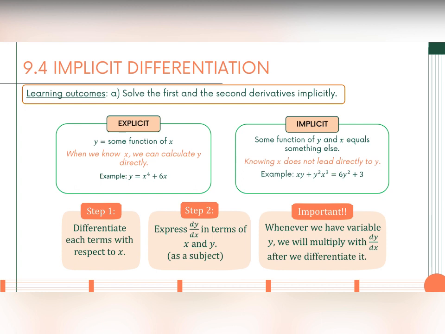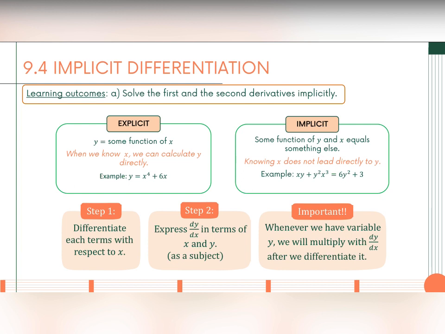Okay. So, macam mana kita nak differentiate implicit ini? Okay, so the steps is, first, differentiate each terms with respect to x. Okay, sebab kita nak cari dy over dx, so kita akan differentiate with respect to x. Once we differentiate with respect to x, so kemudian kita akan express dy over dx in terms of x and y. Maksudnya, jadikan dy over dx as a subject. So, jawapan kita itu akan jadi in terms of x and y. Okay, so this is the important point untuk implicit differentiation. Whenever we have variable of y, we will multiply with dy over dx after we differentiate it. So what does it mean?